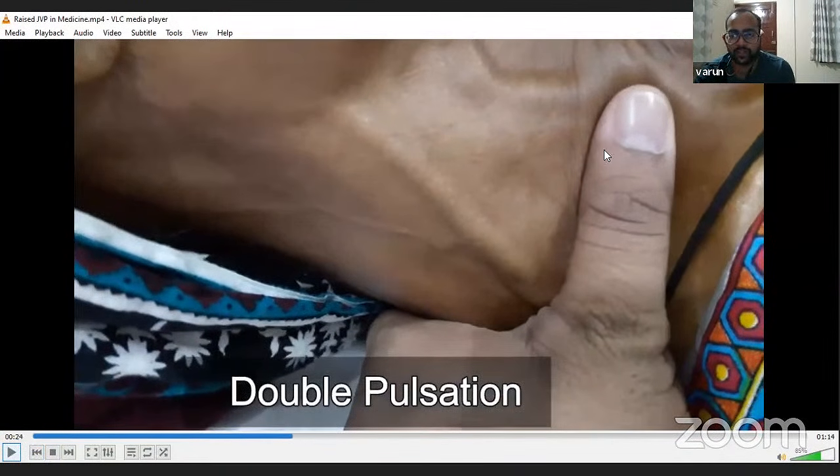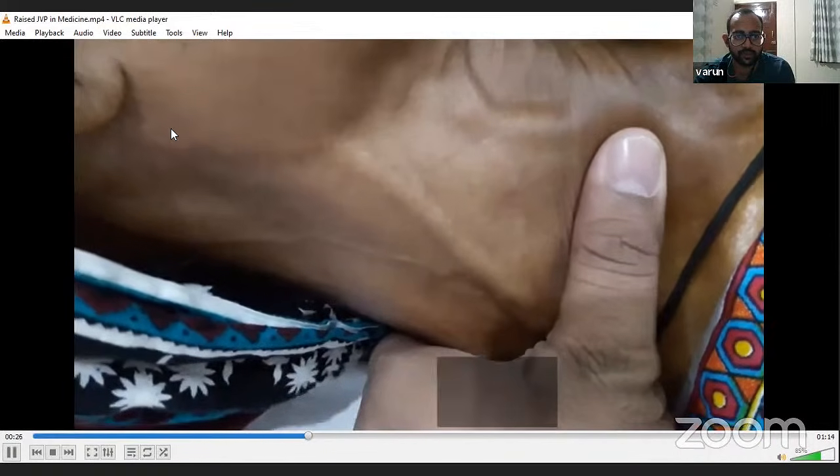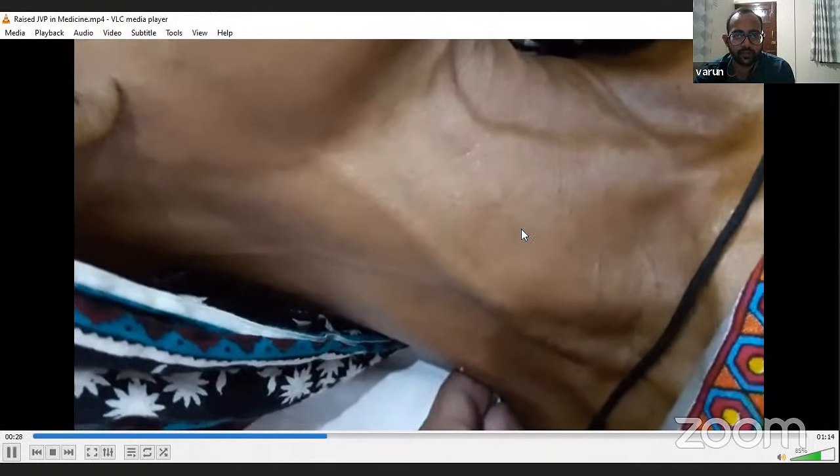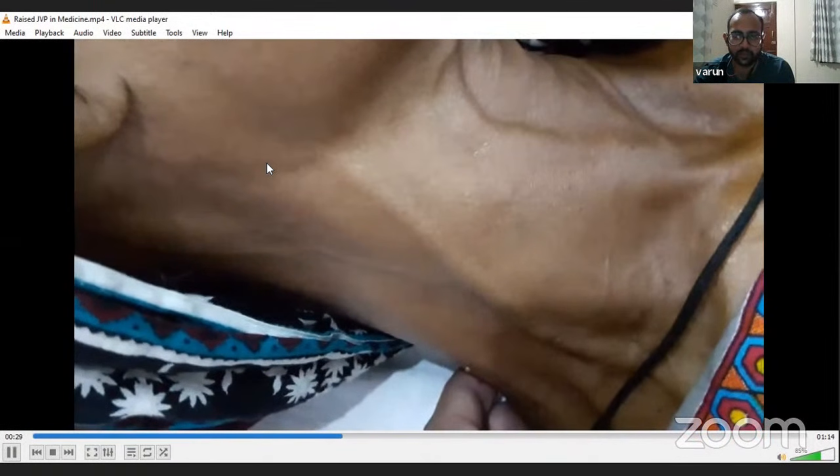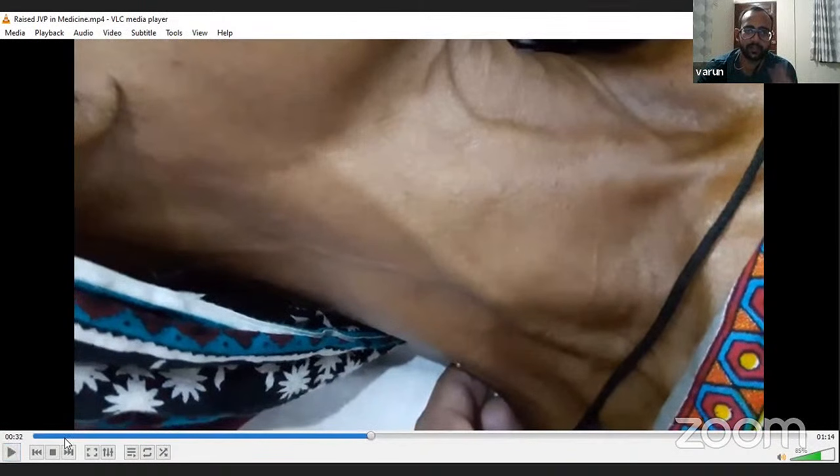Okay, so what he is trying to do is occlude the waveforms with his left thumb, and he wants to see whether the waveform is disappearing. And if you see just below the lobule of the ear, there are no waveforms now. Okay, and he releases that and the waveforms reappear. So this is how you differentiate between a carotid waveform and a venous waveform.